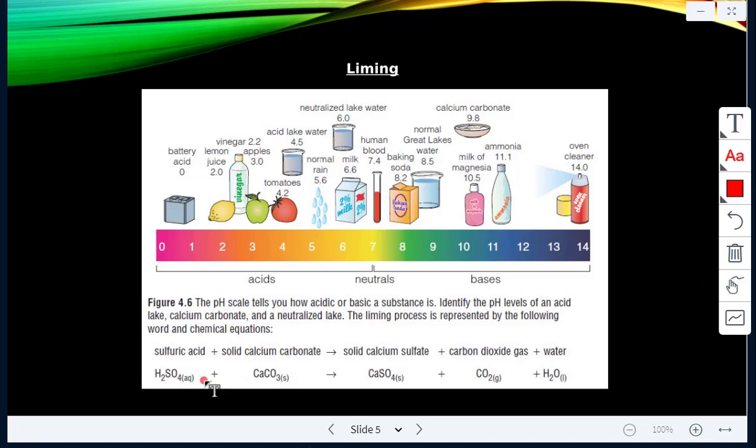So here is the equation showing the liming process. We have the word equation right here: sulfuric acid plus solid calcium carbonate produces solid calcium sulfate, carbon dioxide gas, and water.